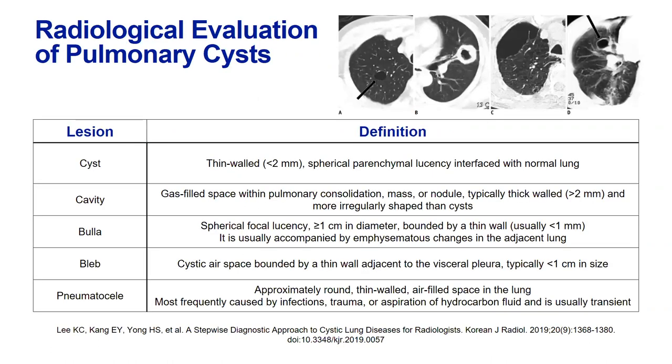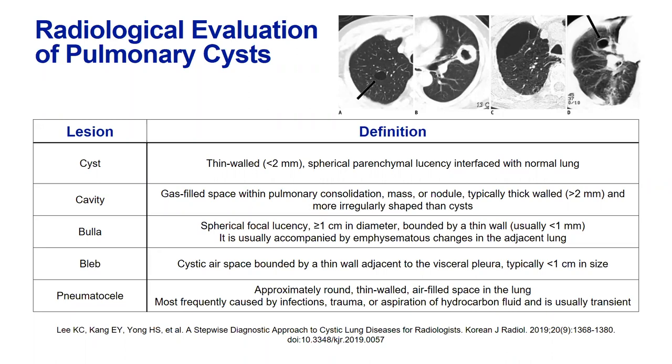Before we can talk about cystic lung disease, we have to be able to adequately identify a cyst on radiographs, and know the difference between the different mimickers of a cyst on imaging. For a true cyst, there should be an epithelial cell lining. Our first diagram, A, shows a thin-walled cyst with a spherical parenchymal lucency that interfaces with normal lung. That's compared to figure B, where you can see a cavity: an air-filled space with some degree of consolidation or mass surrounding it, typically thicker-walled and more irregularly shaped than a cyst.